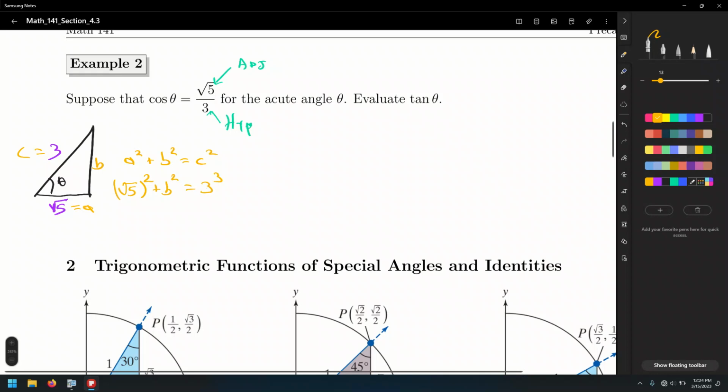All right, so we just set up the Pythagorean theorem problem for this triangle setup. Now, check this out. The square will cancel the radical here, giving us a 5 plus b squared, and 3 squared equals... oh, I did a cube here, it's supposed to be squared, all right? So that's a 9. Now, solving for b squared, we subtract 5 on both sides to get 4, and b equals 2.